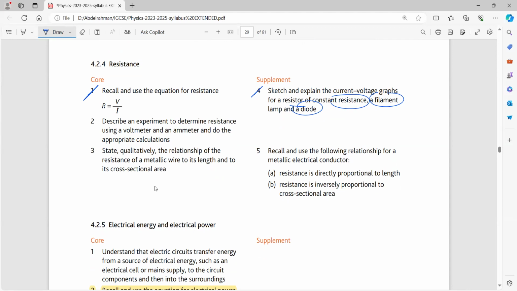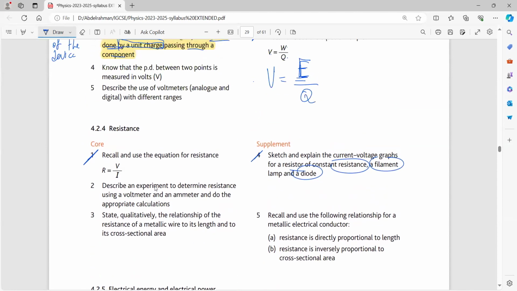What happens in the constant resistance? Let's talk about the more famous ones, which are the constant resistance and the filament lamp. For constant resistance, it wouldn't matter whether you have VI or IV. If this is VI, it would be a constant resistance, a constant slope. If you had IV, it would also be a constant slope. I'm talking about the constant resistance.